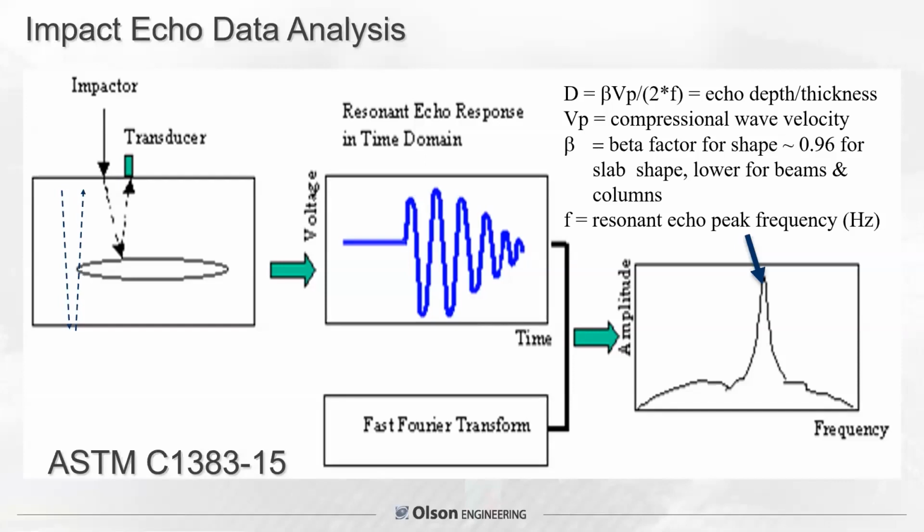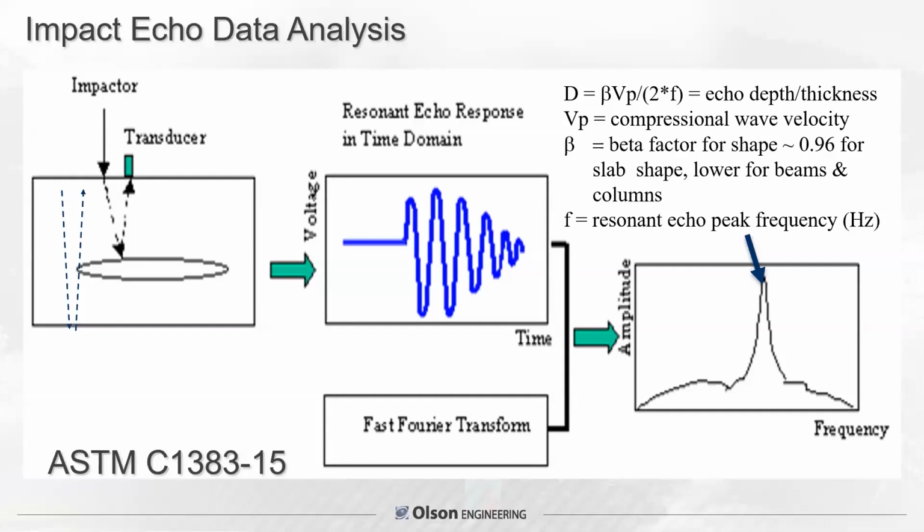So impact echo, many of you are probably familiar with it. You impact the surface and you look for a resonant echo from either the full thickness, as shown on the left, or a crack, a planar void, a reflector that's a change in stiffness and density. So you can see the echoes in the time domain, but they're not clear because it's a very high frequency response. By doing a fast Fourier transform, though, you get the resonant echo peak, which is shown on the right.